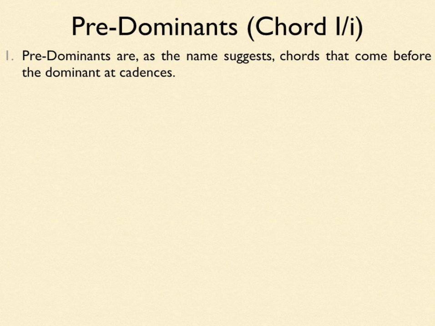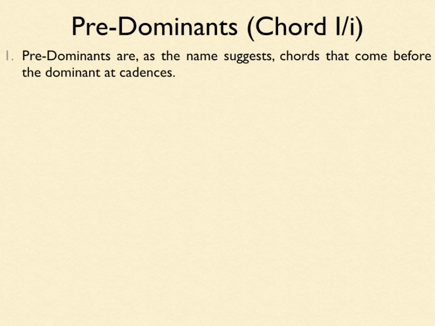Okay, so some theory books actually include predominants as part of a cadence. So instead of just an authentic cadence being V-I, some books will say that you can include a couple of predominants in there, like chord I-V-I or ii-V-I or IV-V-I. As long as it ends on a V-I, that's what makes it an authentic cadence. So you can think of predominants as almost part of your cadential material.